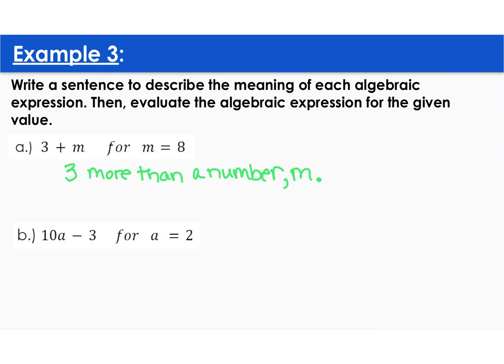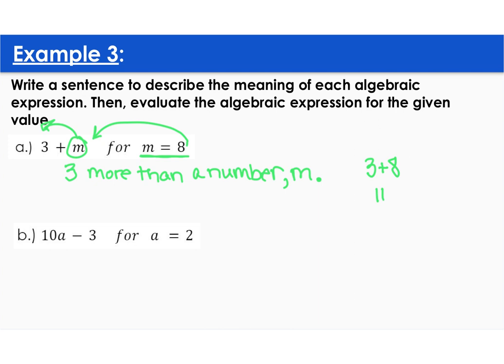When it says evaluate the expression for the given value, we're going to use substitution. So this is a statement of equality, m equals 8. That means I can take m and I can substitute them however I'd like, as long as it equals 8. So that actually means I'm going to take the m out and put the 8 in. I literally took the m out and moved the 8 to where the m is. And I'm going to perform all the operations the same. So 3 plus 8 is 11.